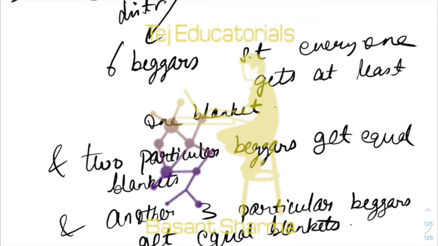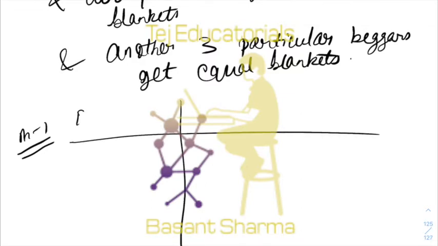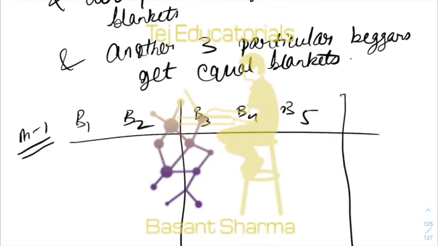Now one method to do this is, you see, let's say the fixed beggars are B1 and B2. These two get an equal number of blankets, and let's say B3, B4, B5, these 3 beggars get an equal number of blankets, and the 6th beggar can get any number of blankets but at least one. All of them should get at least one.